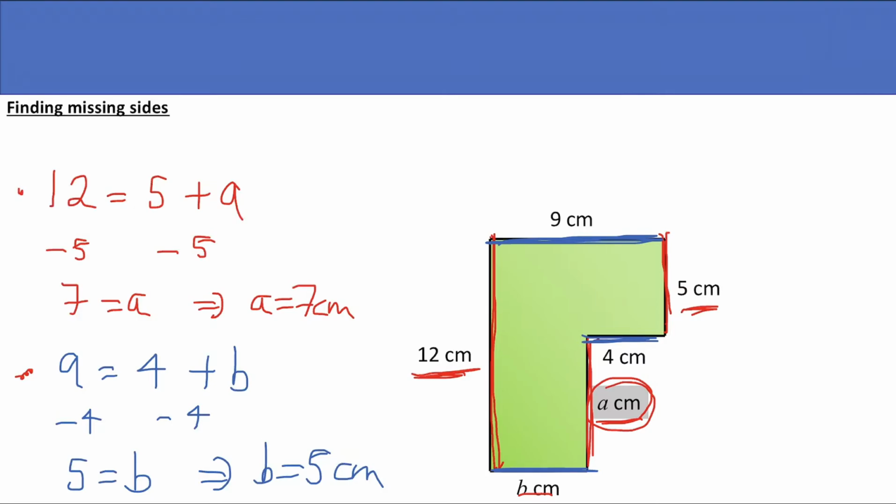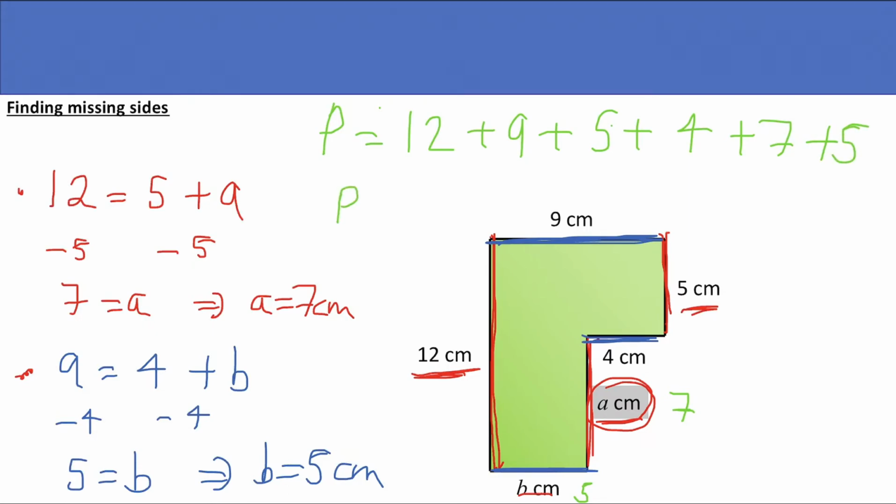So now we have found the missing sides that we are looking for. So side A is equal to 7 and side B is equal to 5. Now we can find the perimeter because we have all of the sides. So to find the perimeter, I'm going to call the perimeter P. It is equal to 12, add 9, add 5, add 4, add 7, add 5. So using your calculator, you can put that all into your calculator. So that's all the sides that we have.